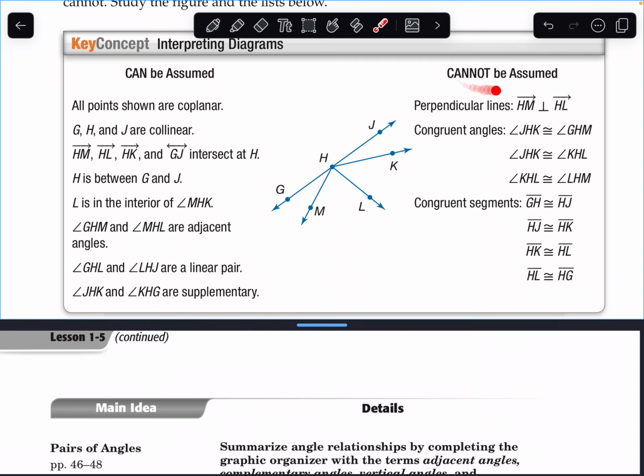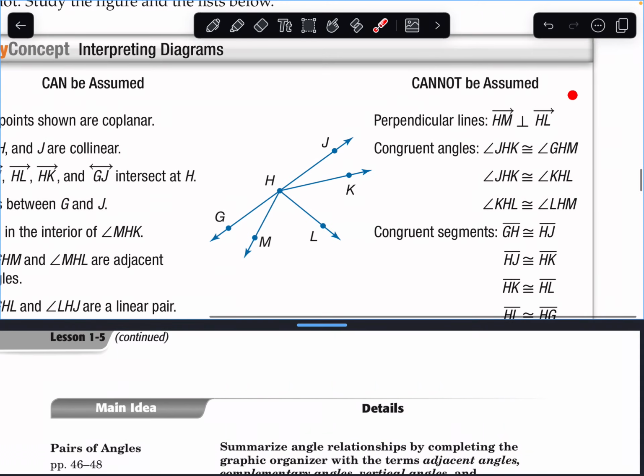What cannot be assumed? What looks good but isn't quite guaranteed? Perpendicular lines. There are no perpendicular lines here. HM perpendicular, HL, maybe. I would have guessed that's like 80 degrees at the most. That's not 90, no way.